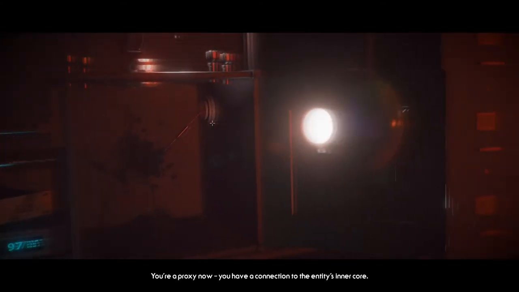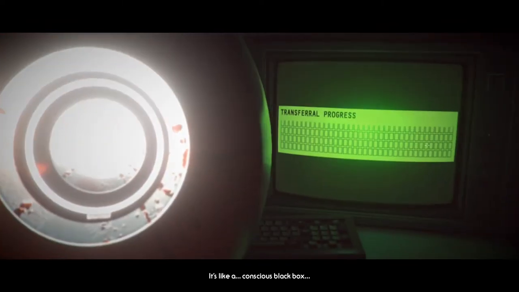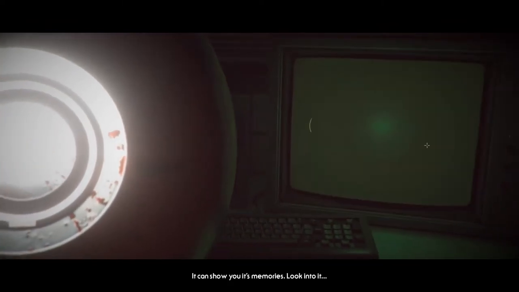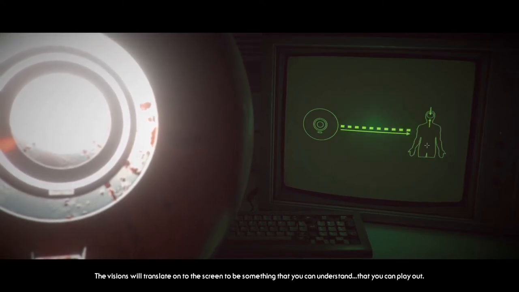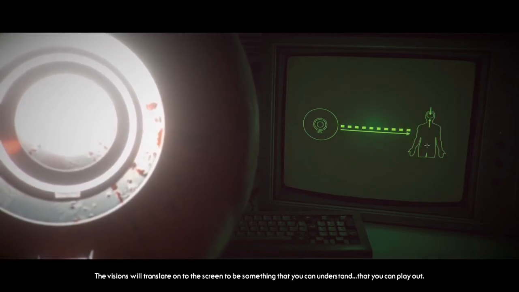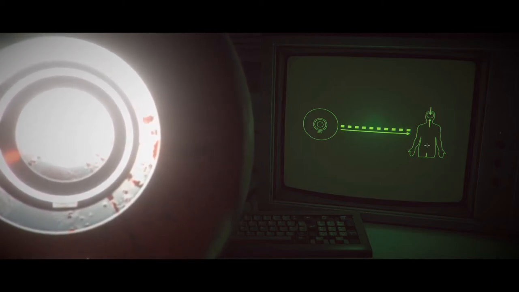You're a proxy now. You have a connection to the entity's inner core. It's like a conscious black box. It can show you its memories. Look into it. The visions will translate onto the screen to be something that you can understand, that you can play out.